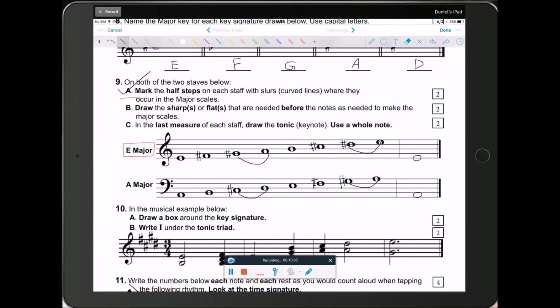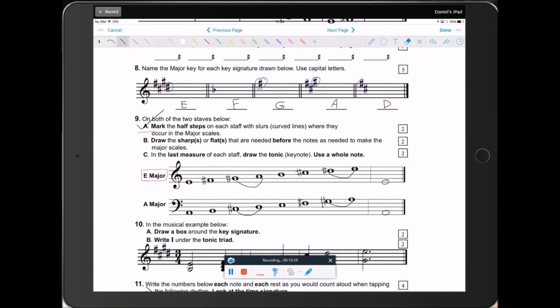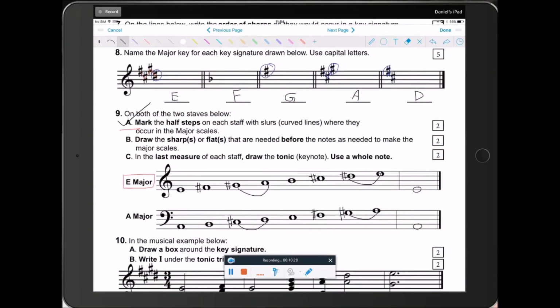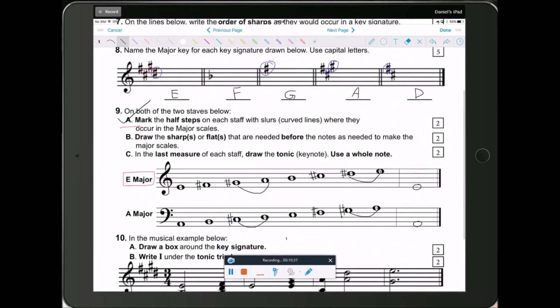It should look just like this on the test. Okay? So we have our slurs, we have our sharps where they need to be. As long as we know the order of sharps and we got question number 8 right, then question number 9 should pretty much, we should have the answers already given to us. And each one of these is 2 points apiece. Okay? Alright, moving on to question number 10.